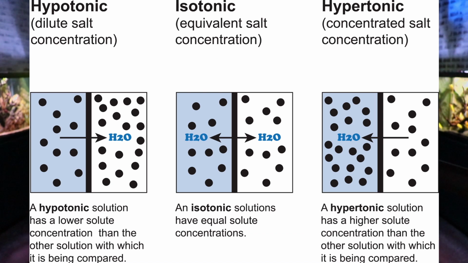All right, so now we have to define some terms. This picture here is showing us three terms, and I want you to imagine that that black line is a cell membrane. We have the environment on one side and inside the cell on the other.